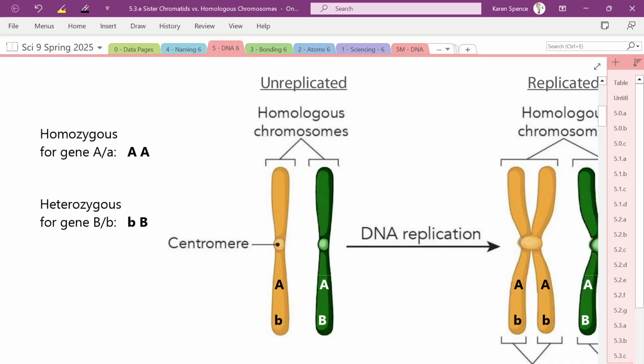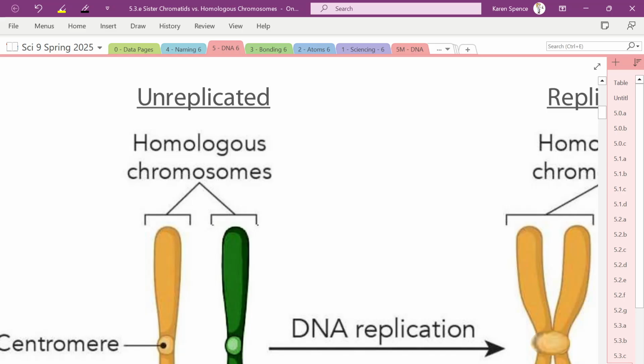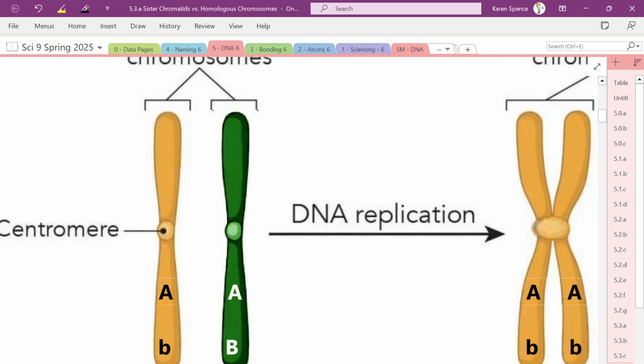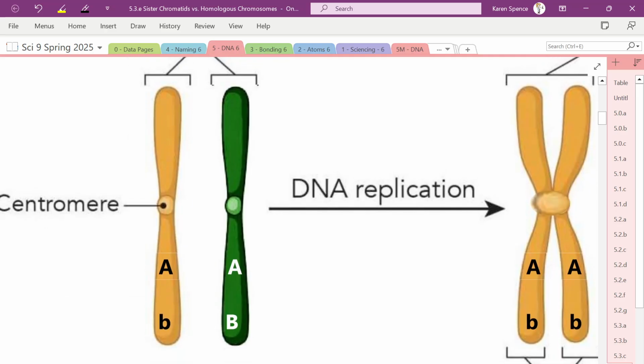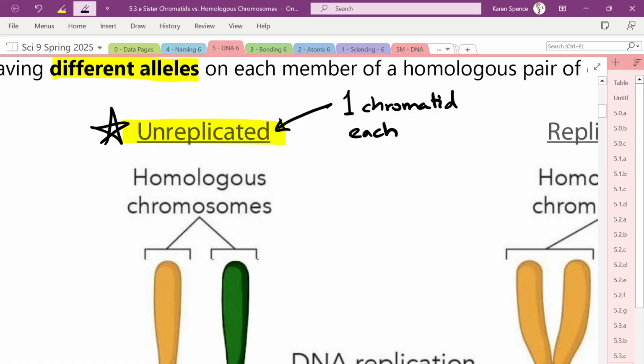All right, so here we have our homologous chromosomes. And these ones are unreplicated. How can you tell that they are unreplicated? There's just one chromatid each.